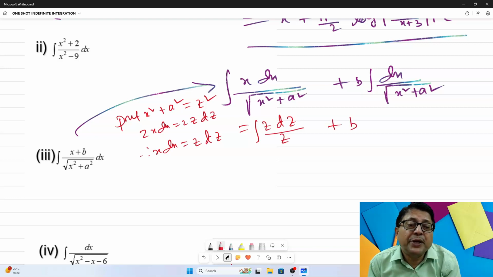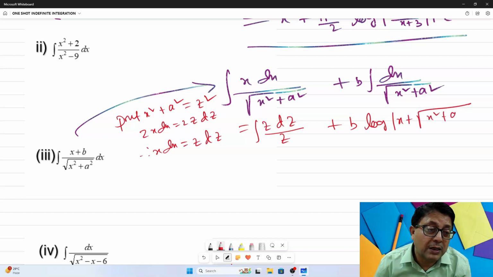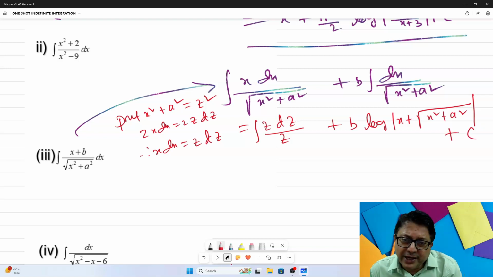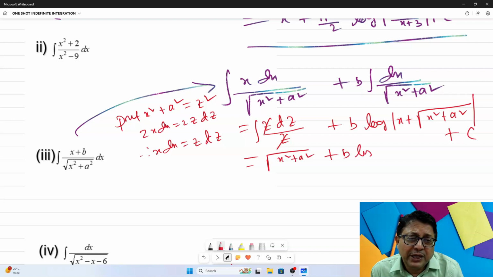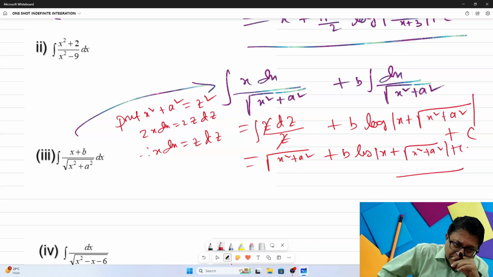This plus b times a standard integral. It is log of x plus root over x square plus a square, isn't it? This plus c. Now here z is getting cancelled. It is root z. Root z means root x square plus a square. b log of mod of this plus c. It's alright.